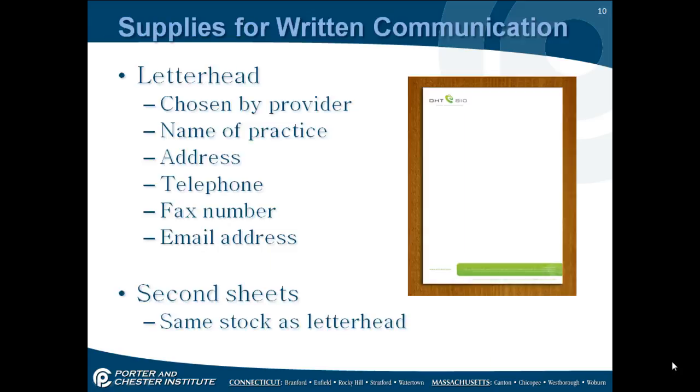Supplies for written communication. You want to have letterhead. This is generally chosen by the provider or the practice. It has the name of the practice, the address, the telephone number, the fax number, and the email. You should always have a second sheet, which is the same stock as the letterhead.